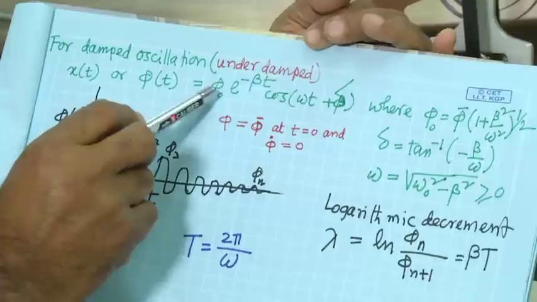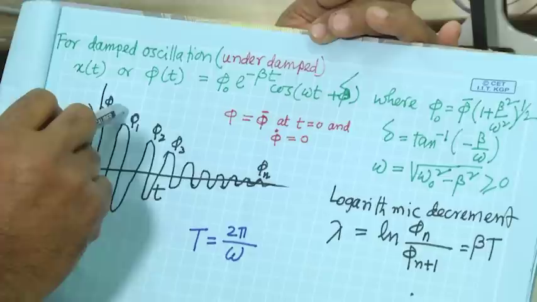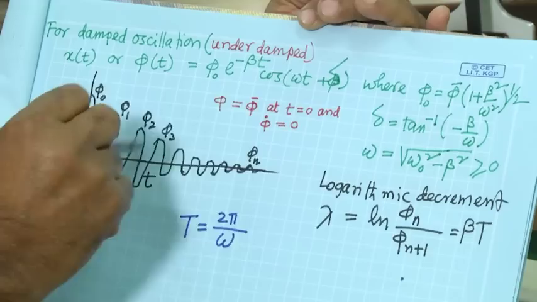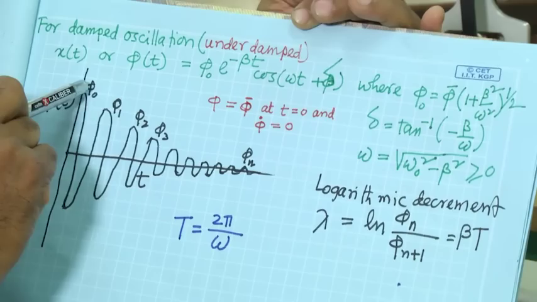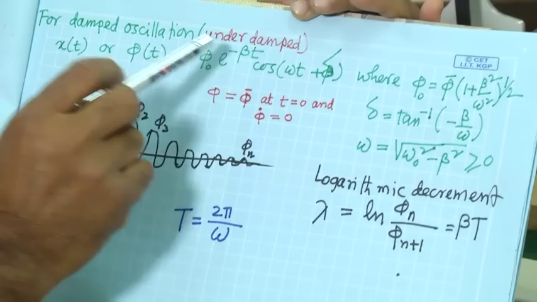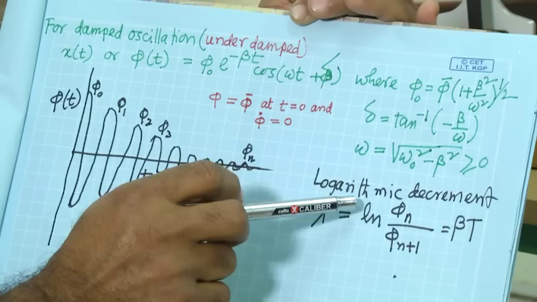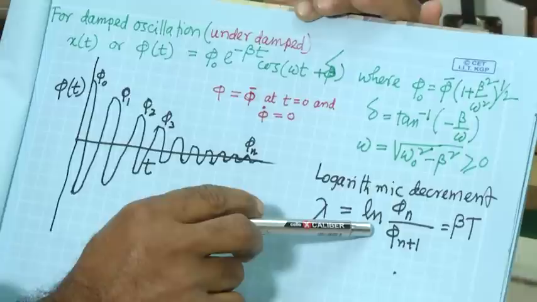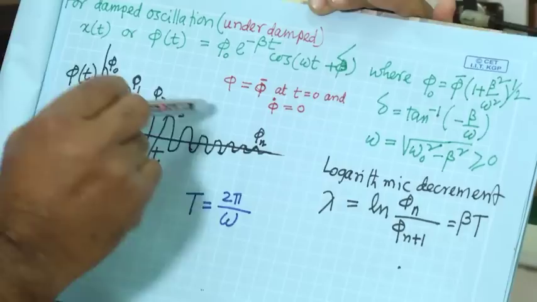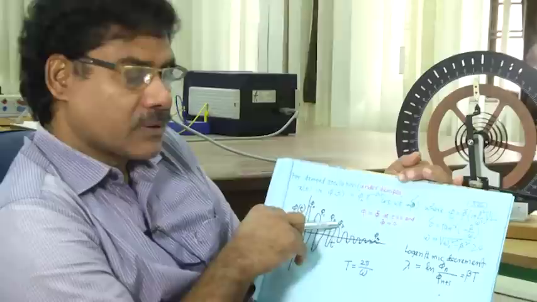So, this is the amplitude phi that we have plotted, the amplitude variation with time. It is a cosine function, and its amplitude is decreasing. We also want to study how the amplitude is decreasing, and from this amplitude variation we can find out the logarithmic decrement, which is defined as the natural logarithm ln of phi n by phi n plus 1, the ratio of successive amplitudes of the oscillator.